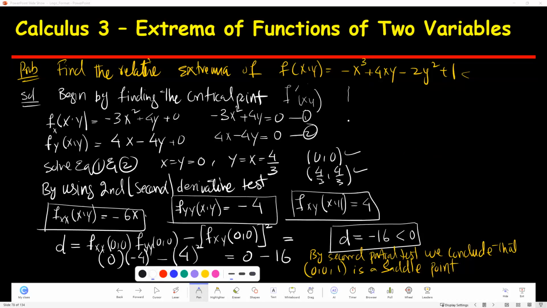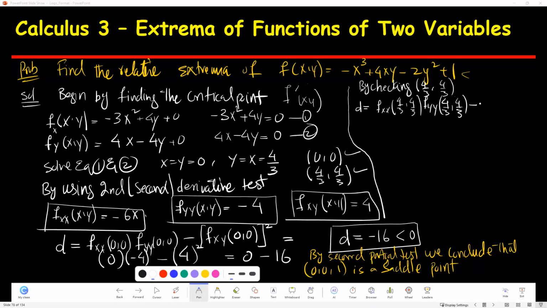I'm going to check the other point, by the way. Now I'm checking this point, 4 over 3, 4 over 3. So I'm going to substitute 4 over 3, 4 over 3. So D equals fxx at 4 over 3, 4 over 3, times fyy at 4 over 3, 4 over 3, minus fxy at 4 over 3, 4 over 3, and then I'm going to take the square of this.